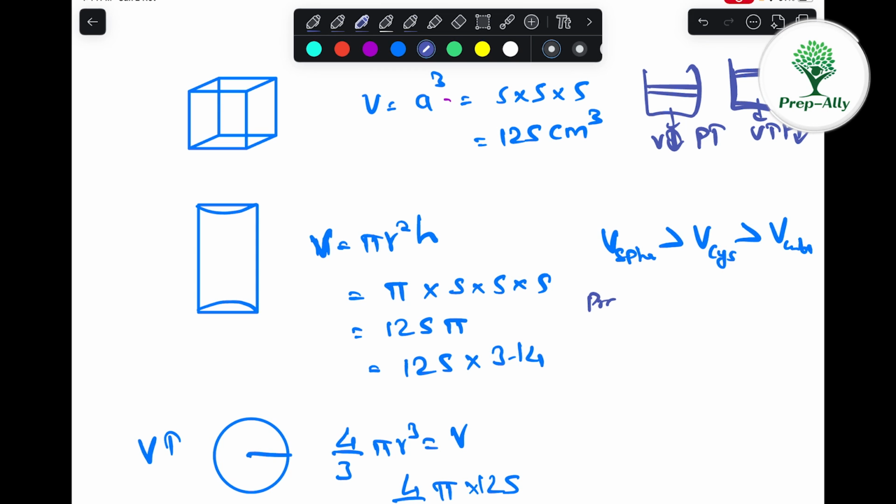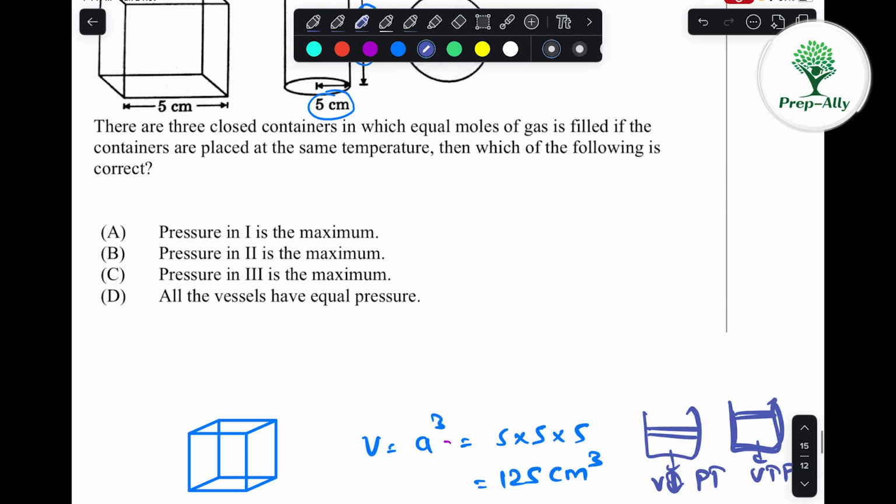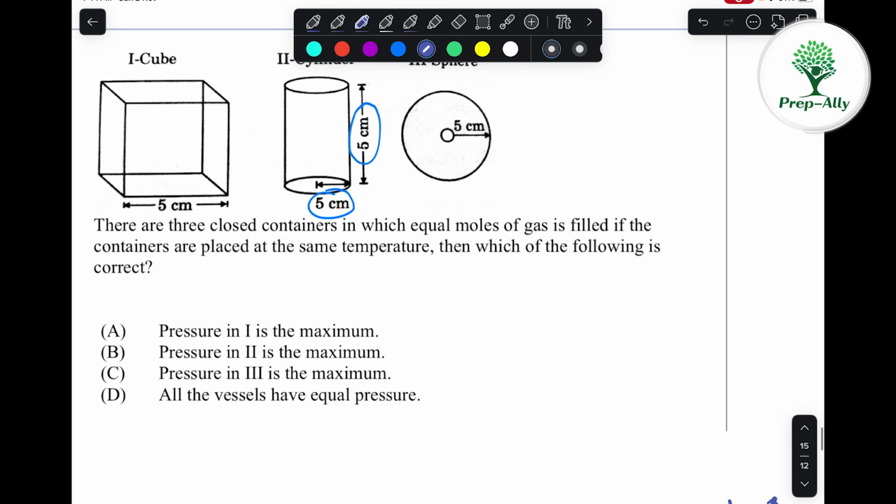So for pressure, the order is going to be the reverse. Sorry, it is pressure, not V, right? So for pressure, the cube is going to have more, and then the cylinder, and then the sphere is going to have less. So the pressure in the cube is going to be the maximum one.